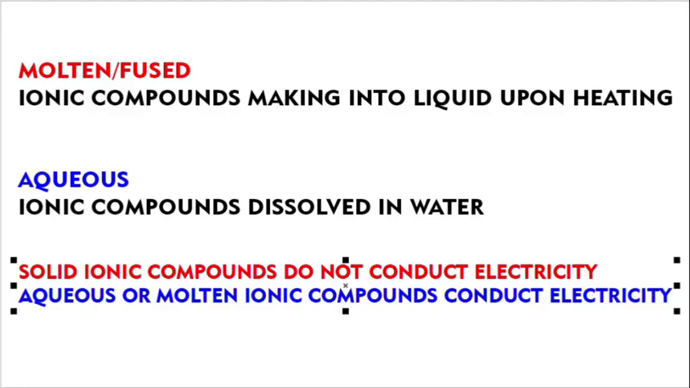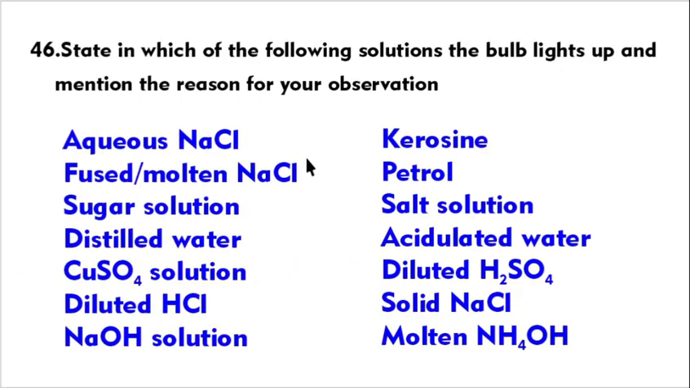Now state which of the following solutions conduct electricity, you can observe whether the bulb lights up or not. Now can you do this and let me know? Aqueous sodium chloride, do they conduct electricity? Right? Fused molten sodium chloride. Sugar solution, distilled water. Distilled water means there are no other minerals or ions, just only H2O molecules. Acid water means when the water is added with drops of acid, we say acidulated water.